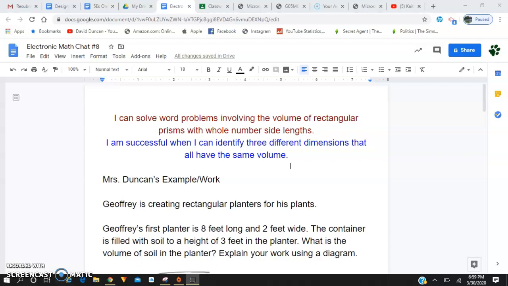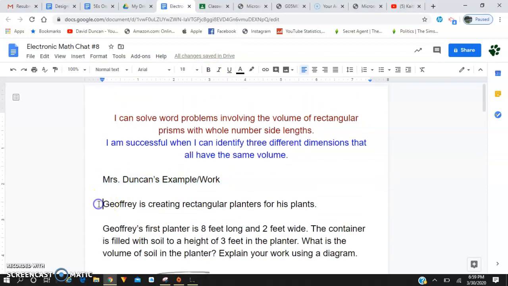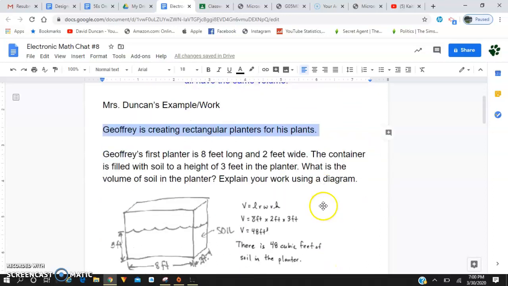So getting started, I'm going to show you my example in work. Our work here is going to be about a guy named Jeffrey, and I did not come up with his spelling. That was the spelling of his name on my teacher material. But we have Jeffrey is creating rectangular planters for his plants. So he's creating like flower boxes or plant boxes for his plants.